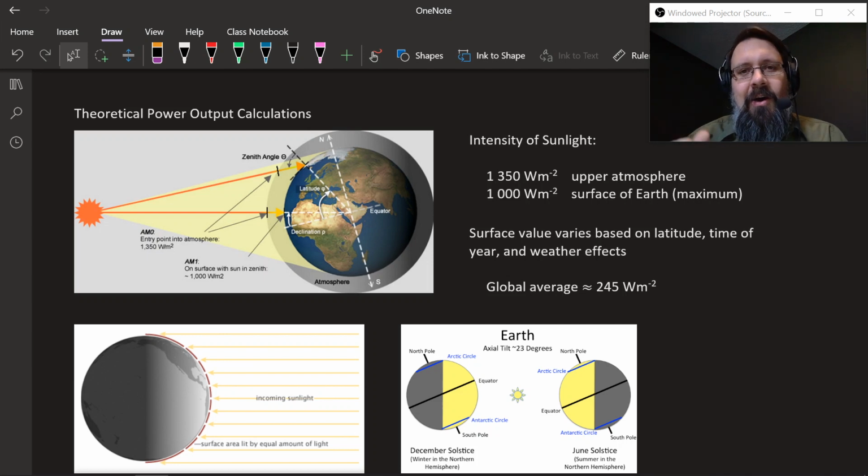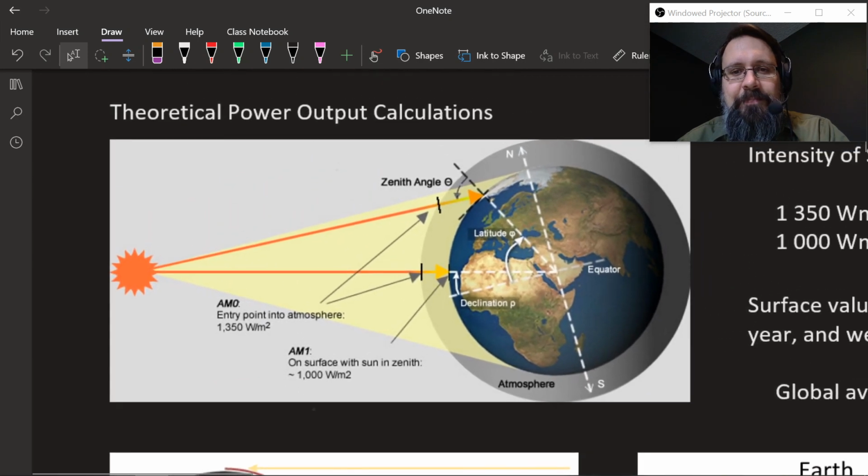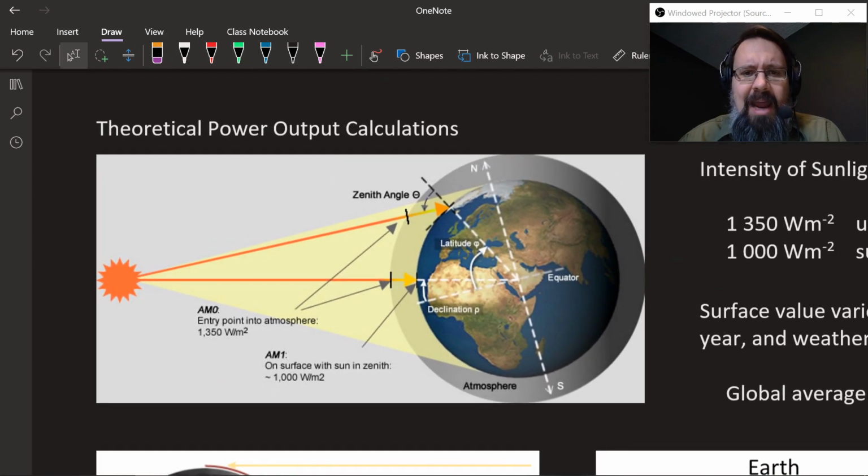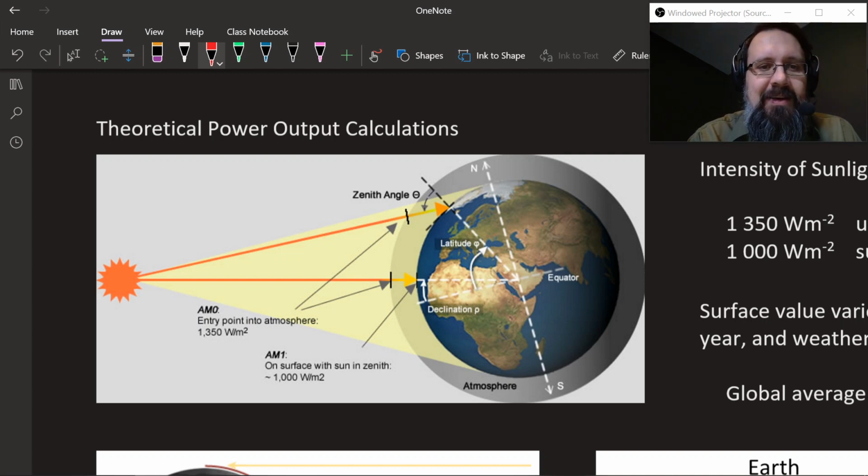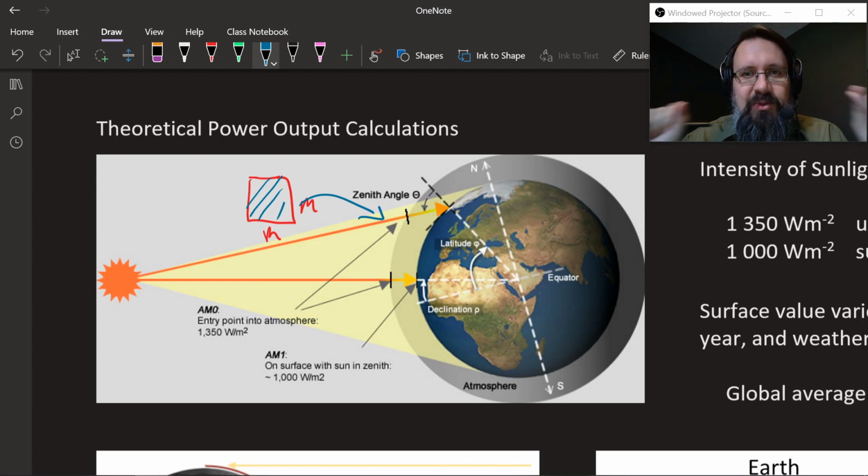But not all that energy obviously is going to reach the surface of the earth. So if you look at this picture, if you're in the upper atmosphere, you get about 1,350 watts per square meter. So if you've got an area that's 1 square meter, 1 meter by 1 meter, and you put that in the upper atmosphere, then the power that goes through that surface is about 1,350 watts or 1.35 kilowatts. So that's a pretty significant amount of energy.